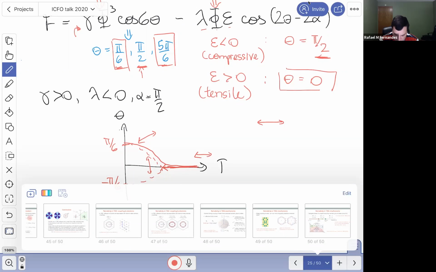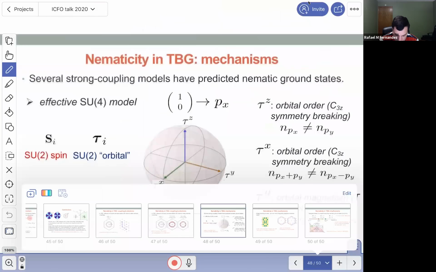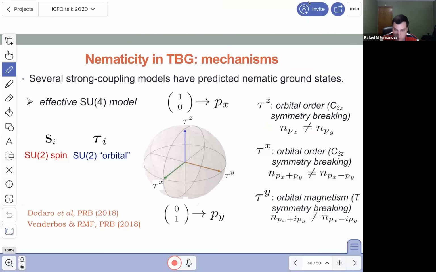Let me answer these two questions. One thing that I really didn't have time to talk about was the mechanisms. And yes, it is interaction driven. One way of understanding that is looking at these SU(4) effective models. Nematic order corresponds to some order in these effective orbital degrees of freedom, or valley degrees of freedom. So yes, it is absolutely interaction driven, and there are still different debates on how you get these mechanisms. This is one of them, which unfortunately I don't have time to explain more, but it comes from this additional SU(2) degree of freedom, a combination of the spin and valley.